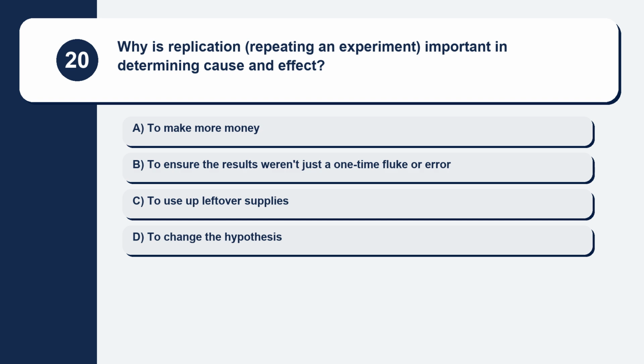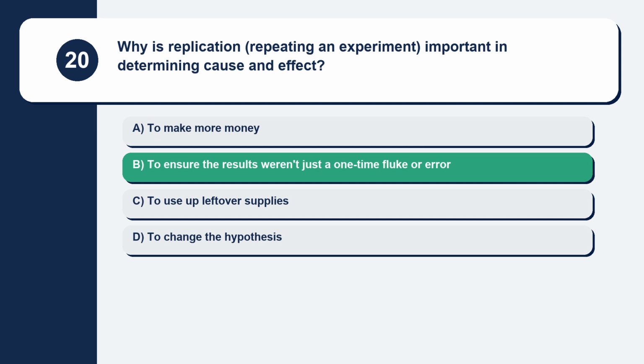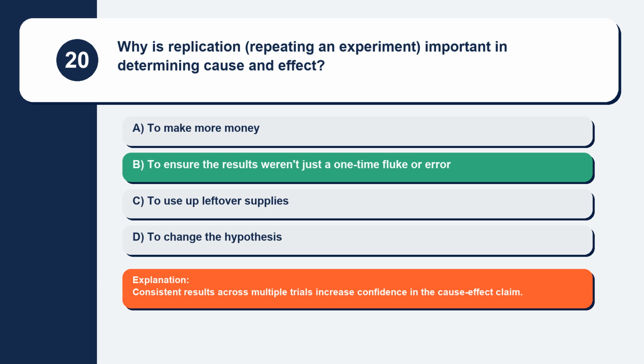Question 20. Why is replication, repeating an experiment, important in determining cause and effect? To make more money. To ensure the results weren't just a one-time fluke or error. To use up leftover supplies. To change the hypothesis. Consistent results across multiple trials increase confidence in the cause-effect claim.